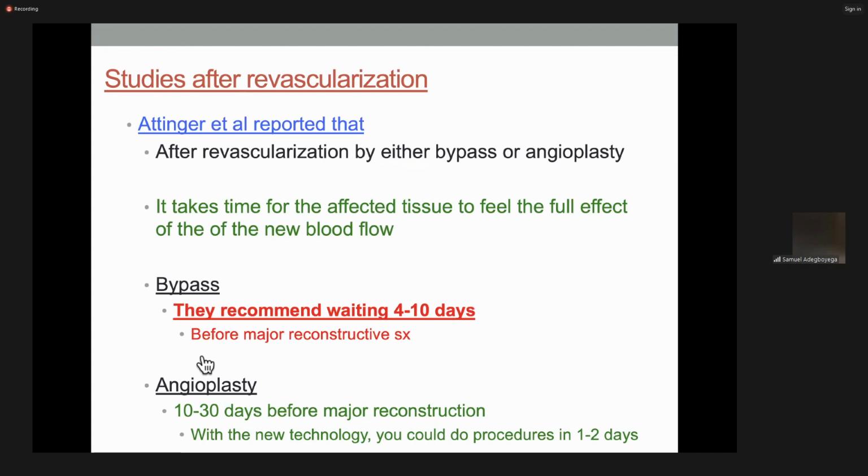But if they ask you specifically, bypass is 4 to 10 days, angioplasty 10 to 30 days. But if they just say after revascularization, you should just go with the gold standard. Okay, this is one of the tricky things on the exam. If they're not telling you bypass or angioplasty, and they're just telling you the patient had revascularization, you should assume the gold standard, which is the bypass, and your answer will be 4 to 10 days.